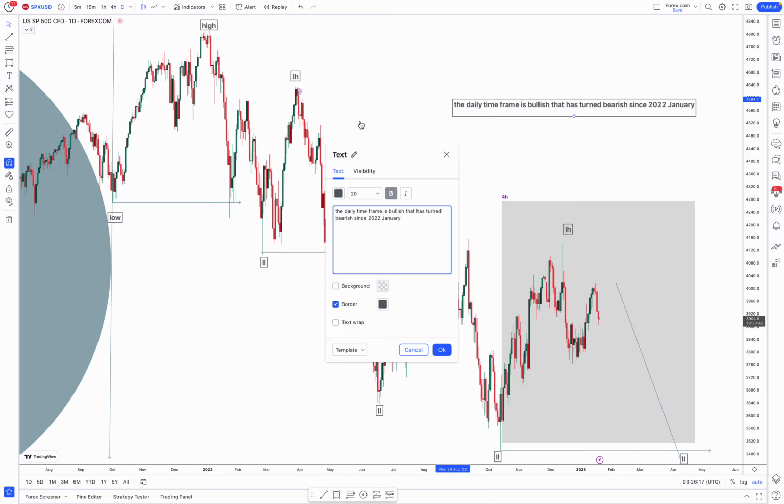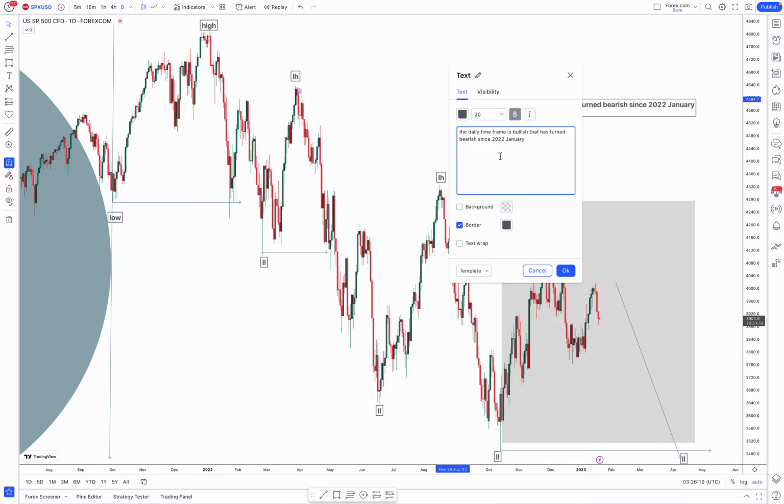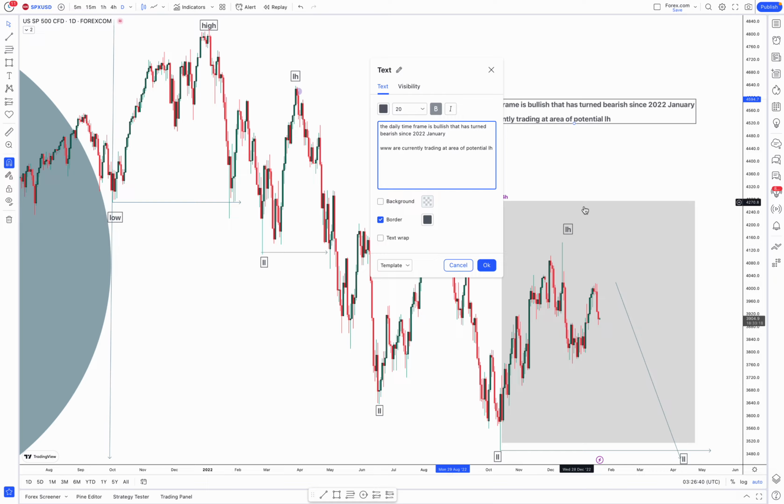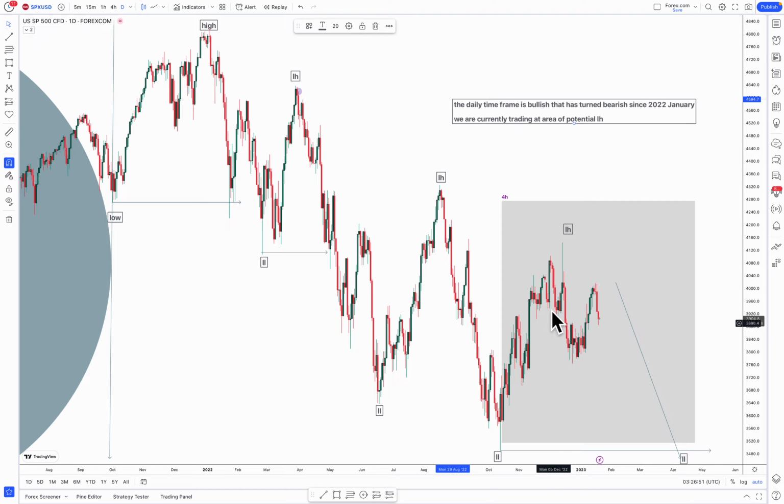And also, we are currently trading at an area of a potential lower high. Okay, that's all we got from here in this time frame.